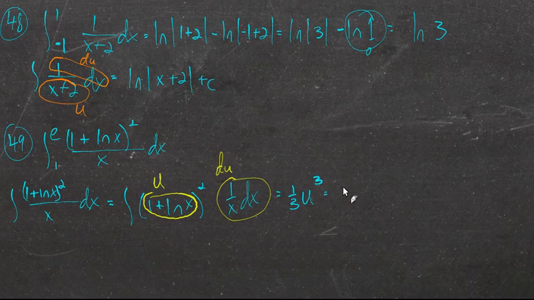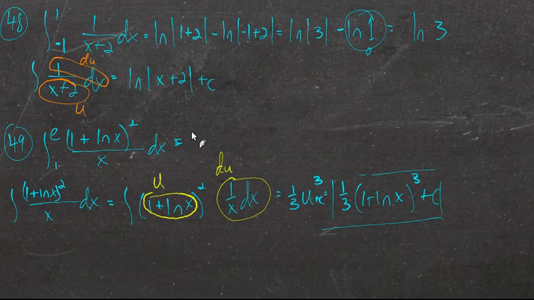The only thing here is we need to plug back what u is, right? u is 1 plus the natural log of x. I'm going to raise that to the third. Of course, we should be writing plus c here if we're going to be good math students. Then we're going to plug in e, we're going to plug in 1, we're going to subtract. That's the fundamental theorem of calculus. So here it is. There's the function we're going to use. We don't get mixed up here.